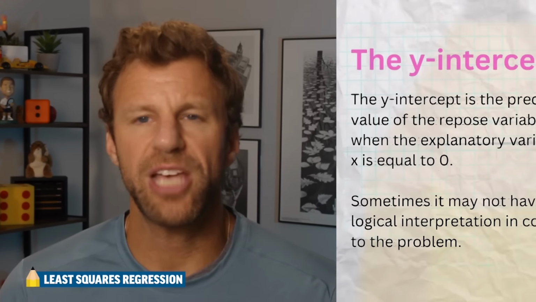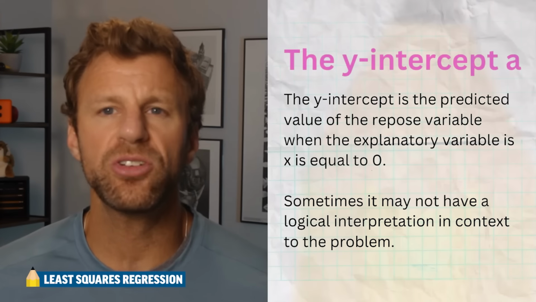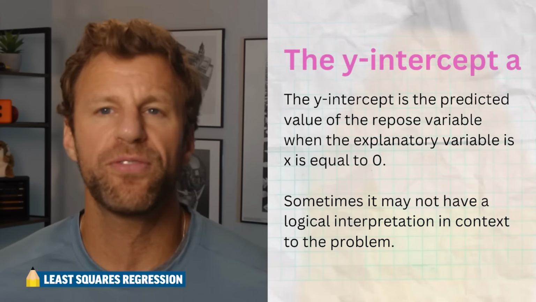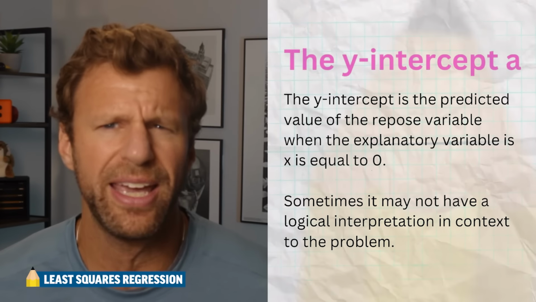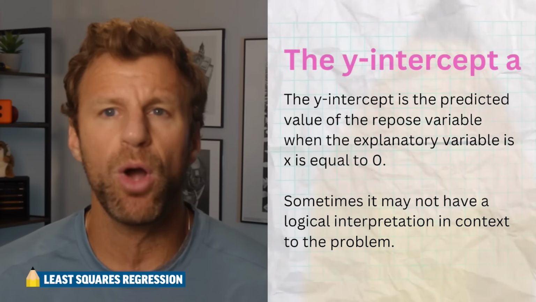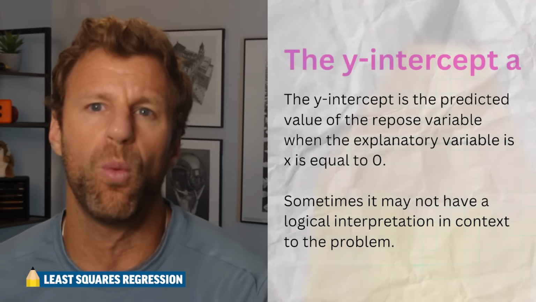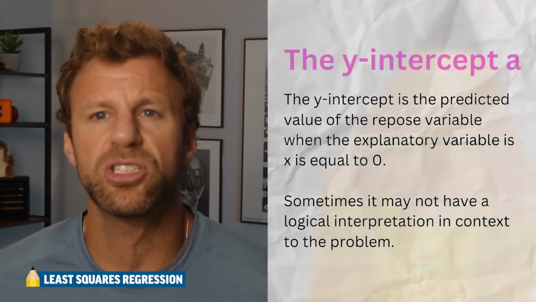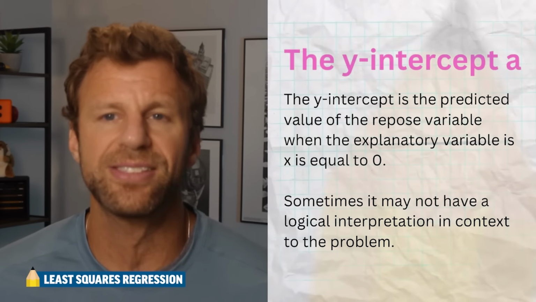The least squares regression line has many facts about it that you need to know. The first is the y-intercept. This is the a value. The y-intercept is what we predict the response variable to be when the explanatory variable is 0. Again, it's a y-intercept, so that should make sense algebraically. When x equals 0, what do we predict the response variable y to be? Sometimes this value actually makes sense in context of the problem, sometimes it does not, and that's okay.